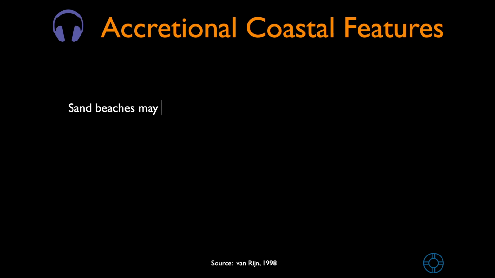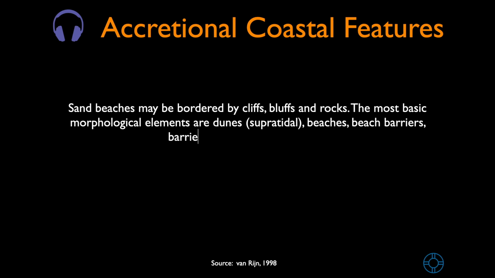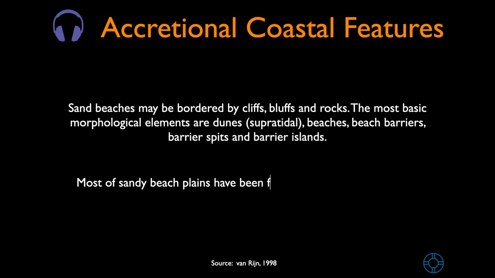Sand beaches may be bordered by cliffs, bluffs, and rocks. The most basic morphological elements are dunes, supratidal dunes, beaches, beach barriers, barrier spits, and barrier islands. Most sandy beach plains were formed a few thousand years ago, when sea level rise slowed down.